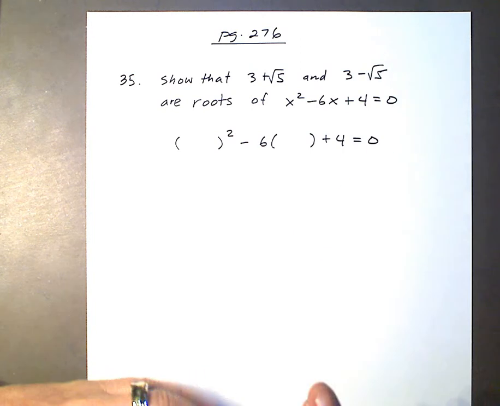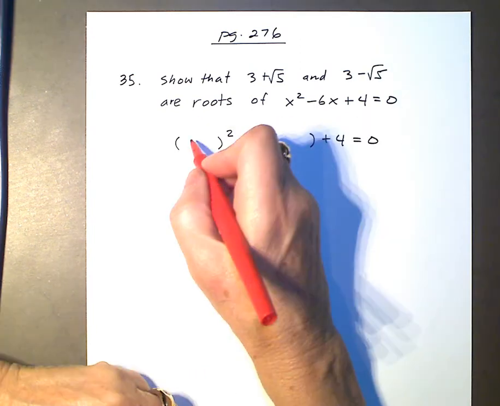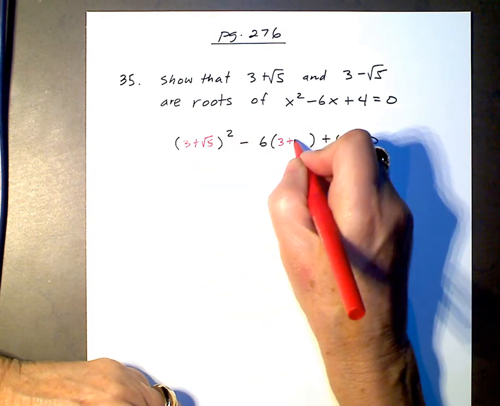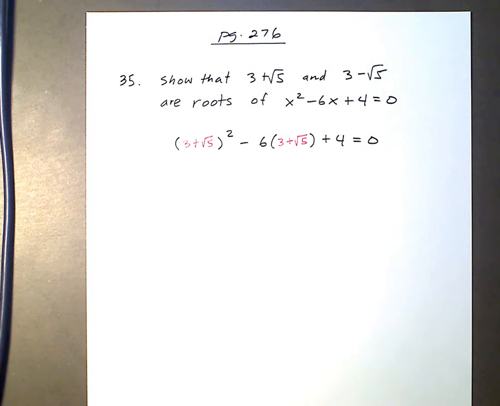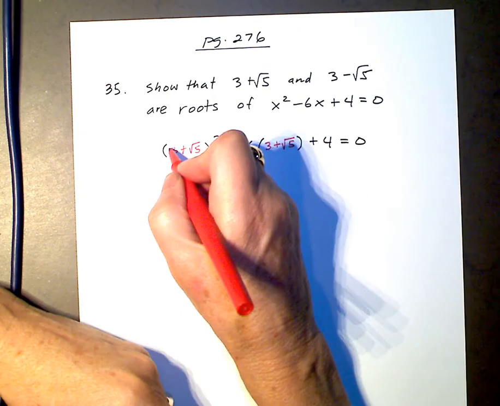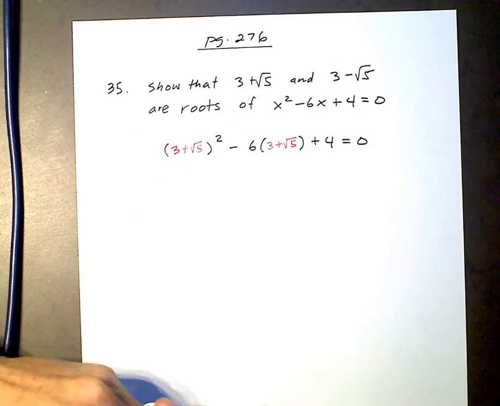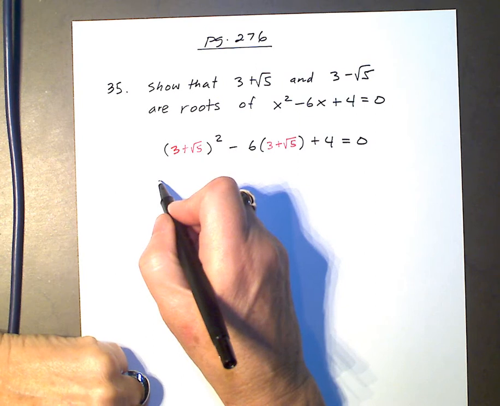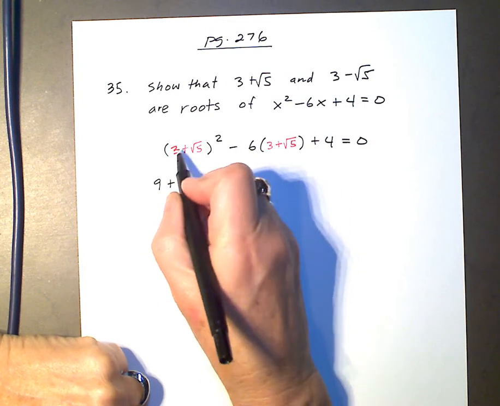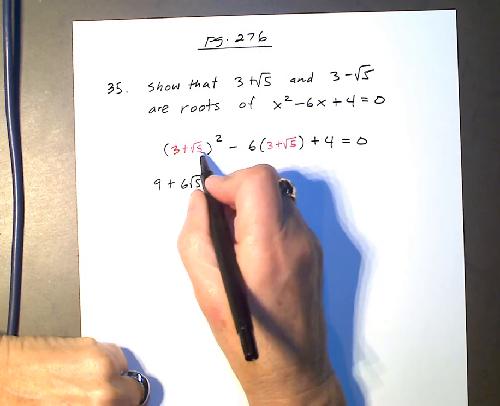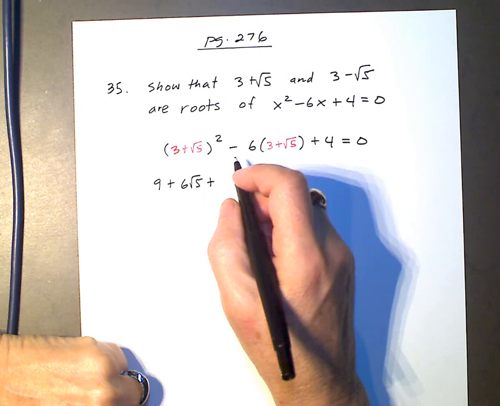And first I'll substitute in the 3 plus root 5. And then I'm just going to simplify and see if that makes the equation true. So 3 plus root 5 times 3 plus root 5 is, it's always the pattern. So it's going to be the first term squared, so 9, plus 2 times the product of those two, so 2 times 3 times root 5, or 6 root 5, plus the last term squared. So when I square the square root of 5, I get 5.